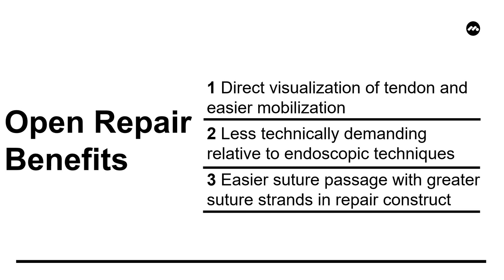Benefits of an open repair include direct visualization of the tendon with easier mobilization, which may be particularly beneficial for full thickness tears with retraction, especially greater than 5 centimeters, or more chronic tears. Open repair is less technically demanding than endoscopic techniques, and by being able to pull the tendon out of the wound, it allows for easier suture passage and more suture strands within the tendon repair construct.